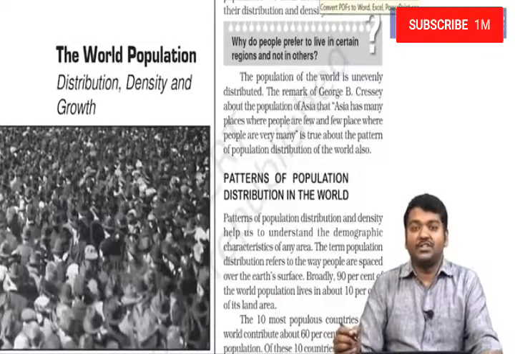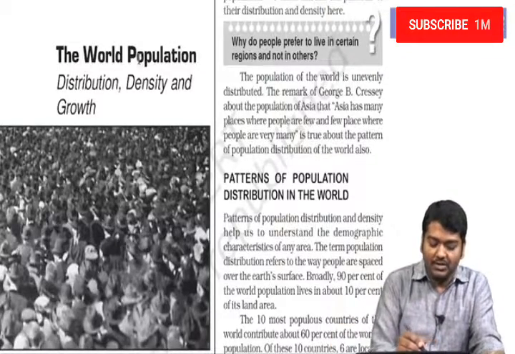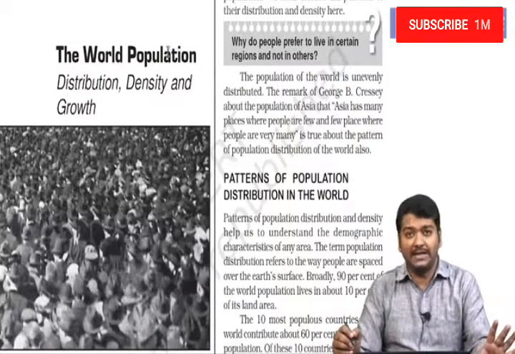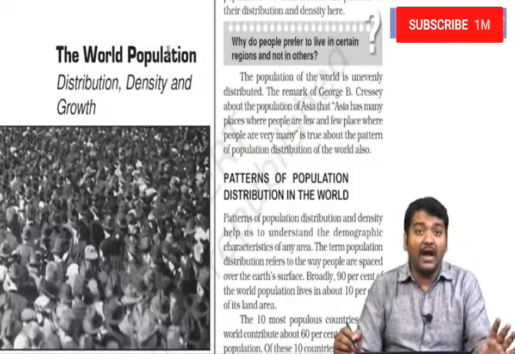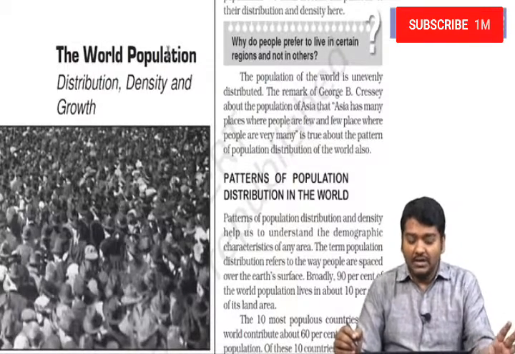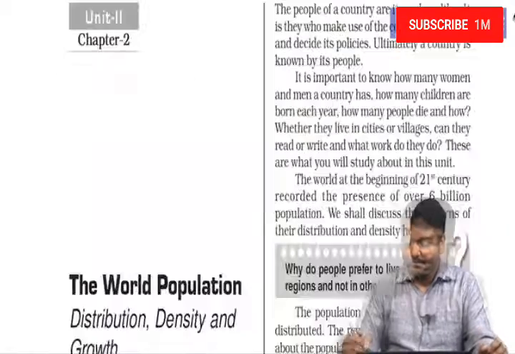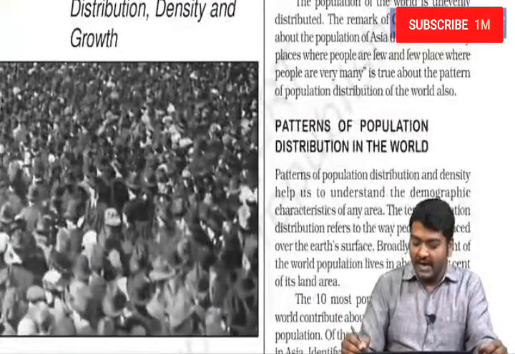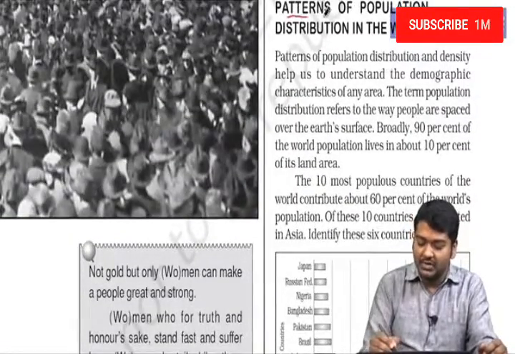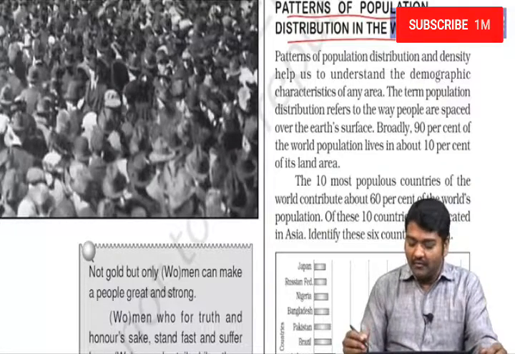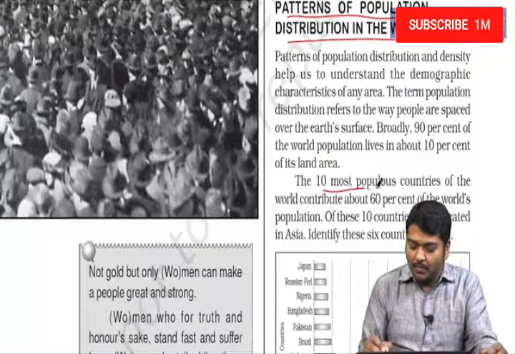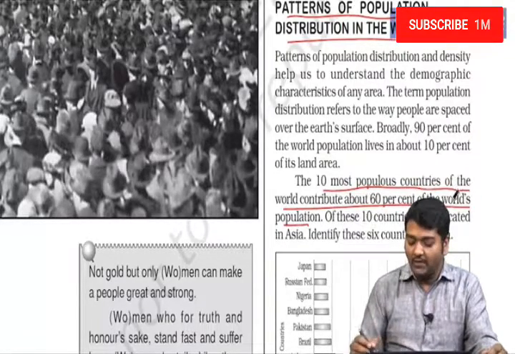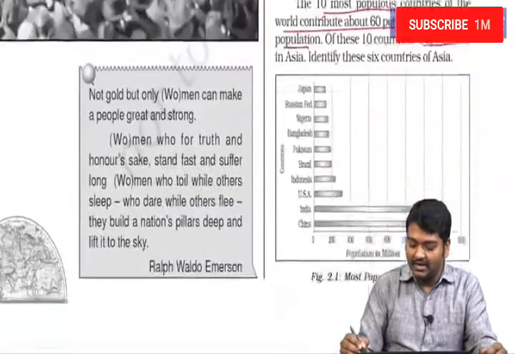The next most important chapter is about the world population distribution, right. Here you have to see how exactly the distribution has taken place in developing, least developed and developed countries as well. So let us see each one specifically. Today on earth we have 6 billion population, and when we talk about the pattern of distribution in the world, we need to see that the 10 most populous countries of the world contribute about 60% of the world's population. Of these 10, 6 are located in Asia alone.